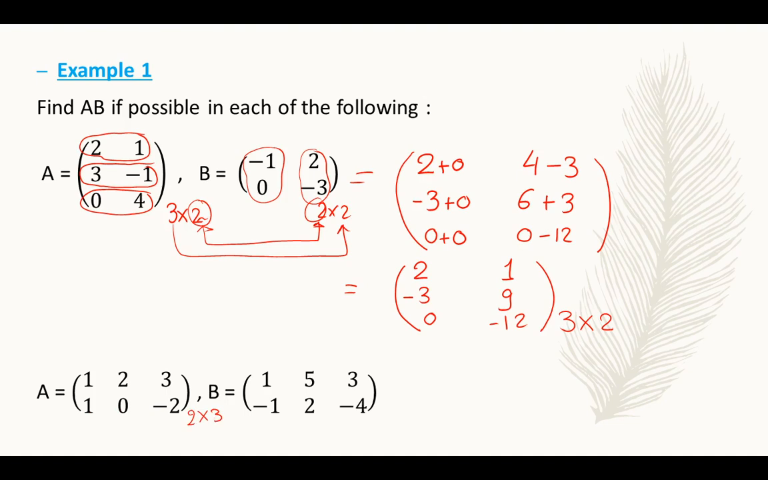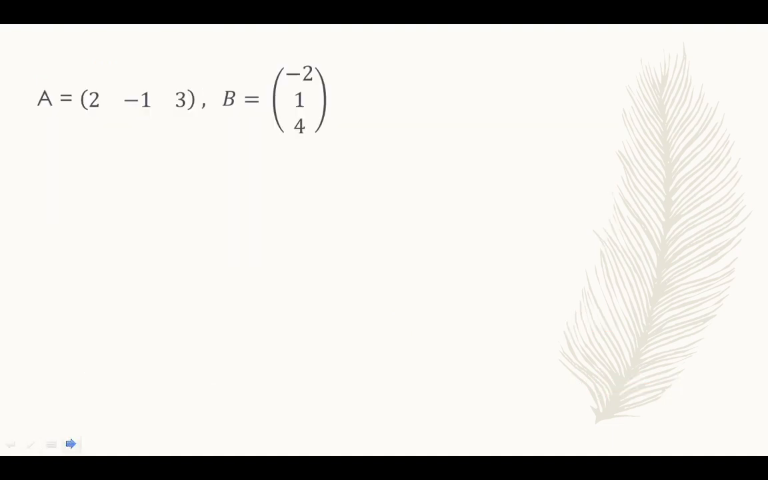And the second matrix B is of order 2 rows and 3 columns. As you can see here, the number of columns is not equal to the number of rows. So A times B, or AB, is impossible to find. Why? Because the number of columns of the first matrix is not equal to the number of rows in the second matrix. Okay? Let's go to another example.